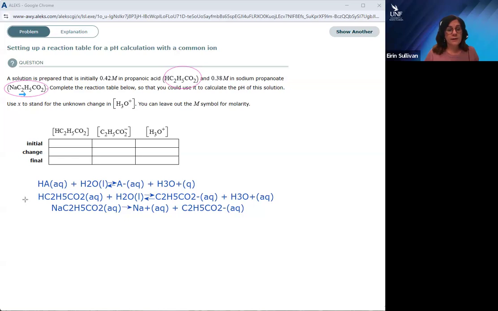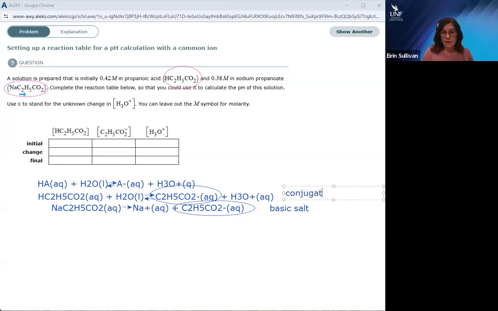So if we compare these two aqueous reactions that are happening at the same time, we see they have something in common. They both yield this propionate anion. So this is what is called our common ion. It is the conjugate base of our weak acid, and it is also the anion that is liberated by the salt. So we can now say that this is a basic salt because it's liberating the propionate ion, and propanoic acid is the weak acid, and this anion is its conjugate base.